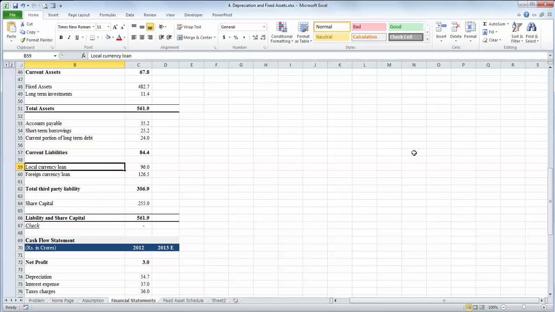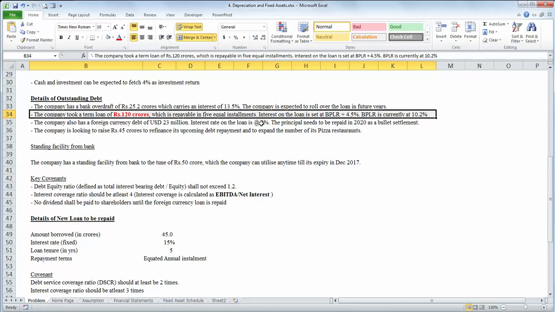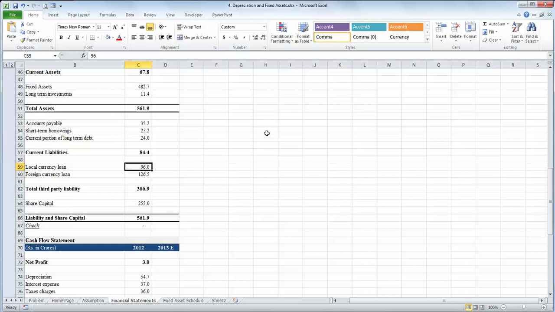While building financial models, sometimes it becomes important to reconcile the data in financial statement with the numbers provided elsewhere. For instance, the notes to accounts. In this case, the problem mentions that the company has a local currency term loan of 120 crores. However, when we look into the balance sheet, we notice that the company has only 96 crores of local currency loan as part of their long-term debt.